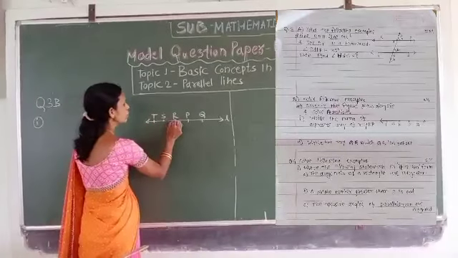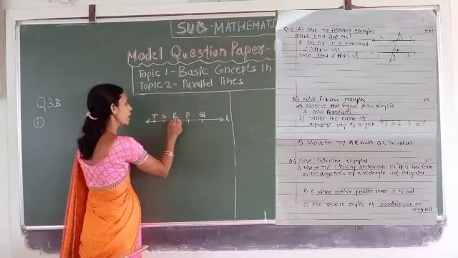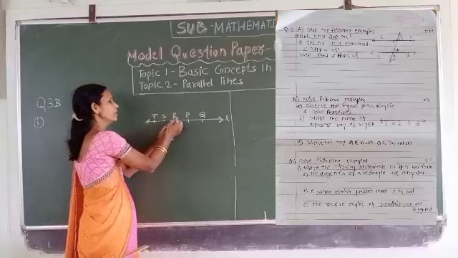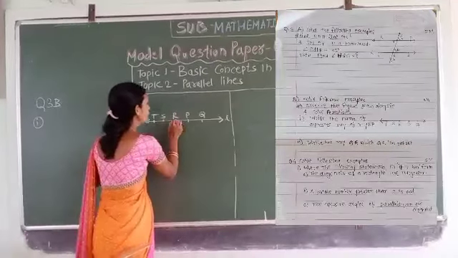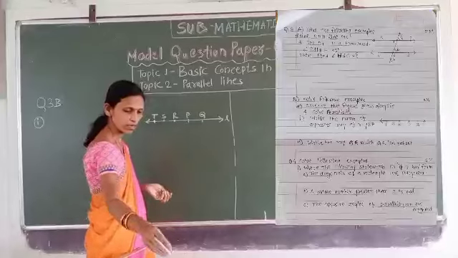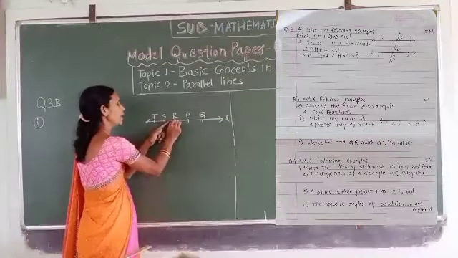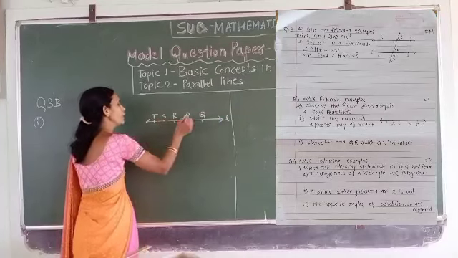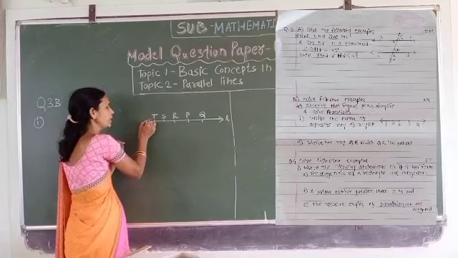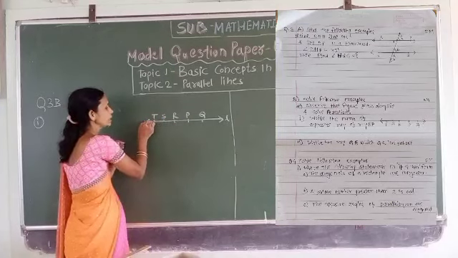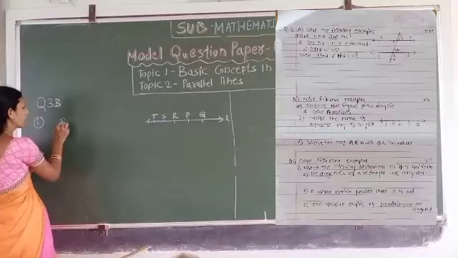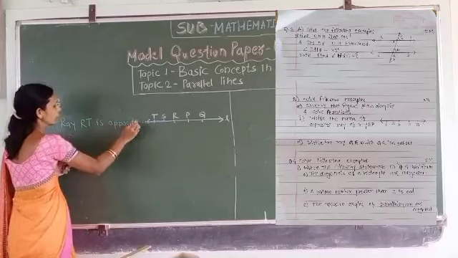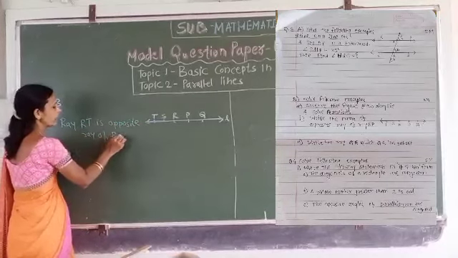See here, first of all we have to find the ray RP. Point R is here and RP is this ray. Then we have to write the opposite ray of that ray RP. R is the endpoint of ray RP. Therefore the opposite ray of ray RP is ray RT. Ray RT is the opposite ray of ray RP.